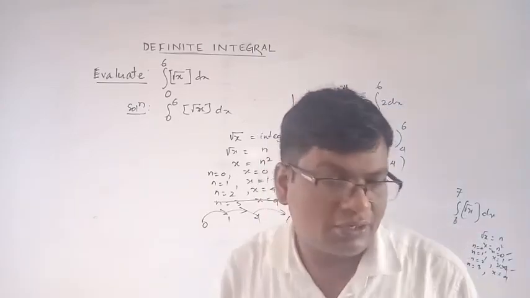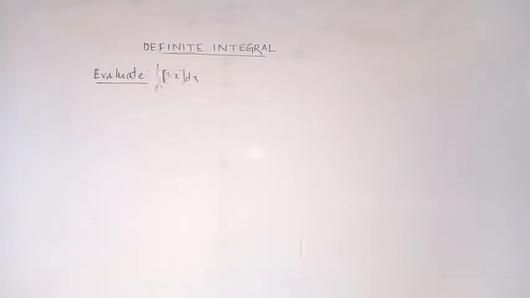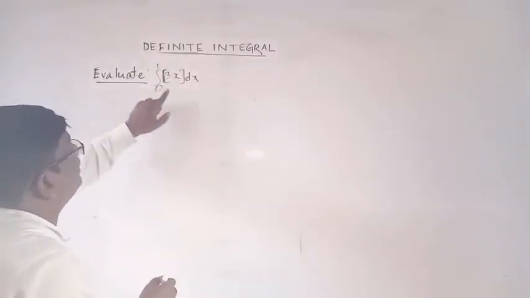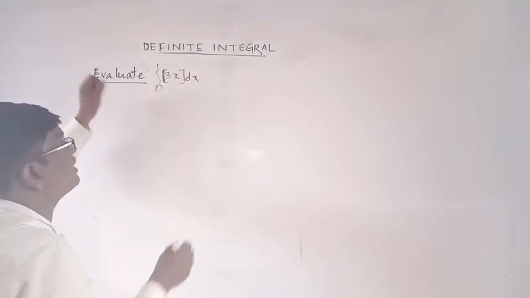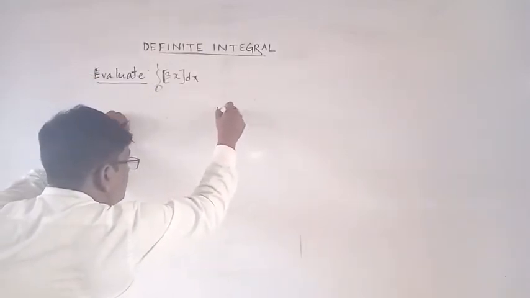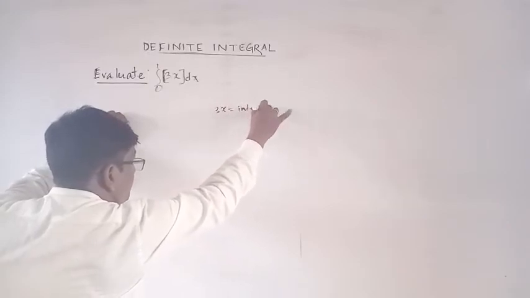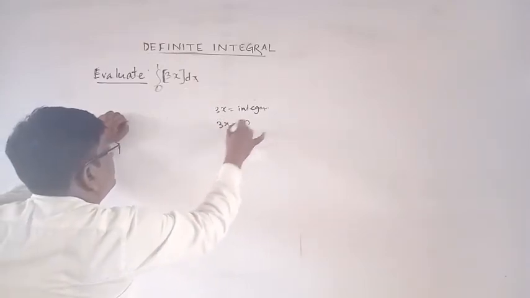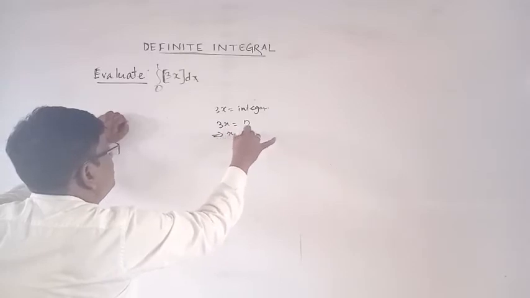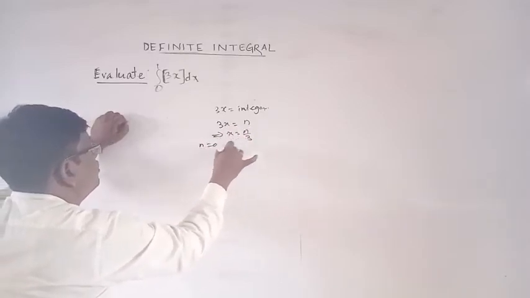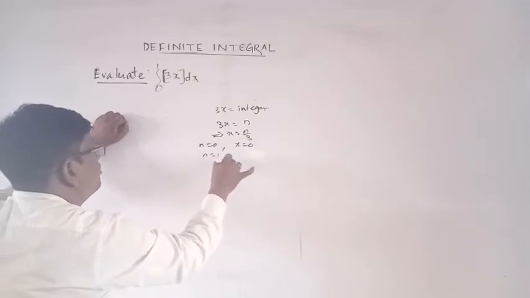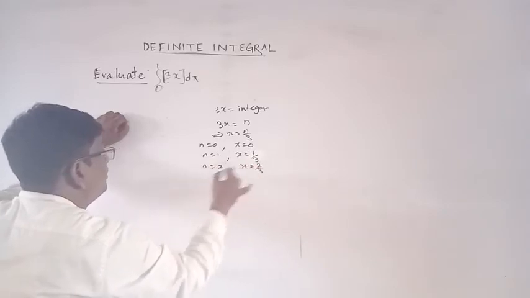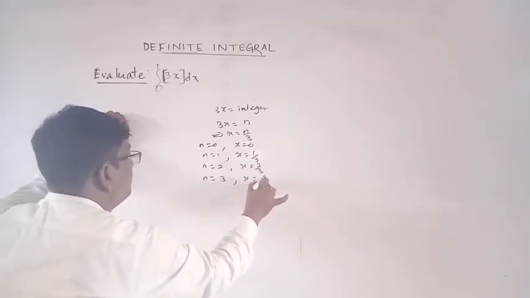Now another question. Evaluate the integral from 0 to 1 of bracketed 3x dx. Okay, so here, bracketed 3x should be an integer. So 3x is equal to n, x is equal to n by 3. If n is equal to 0, x is equal to 0. n equal to 1, x is equal to 1 by 3. n equal to 2, x is equal to 2 by 3. n equal to 3, x is equal to 3 by 3, that is 1.